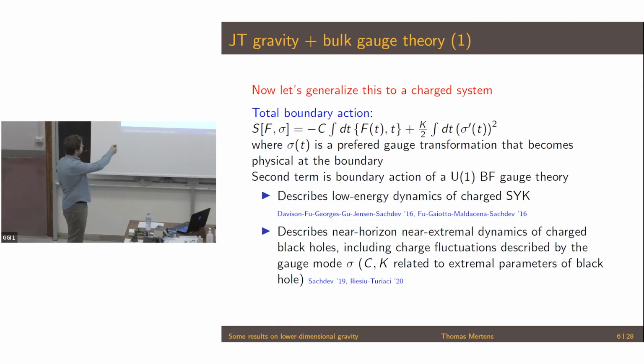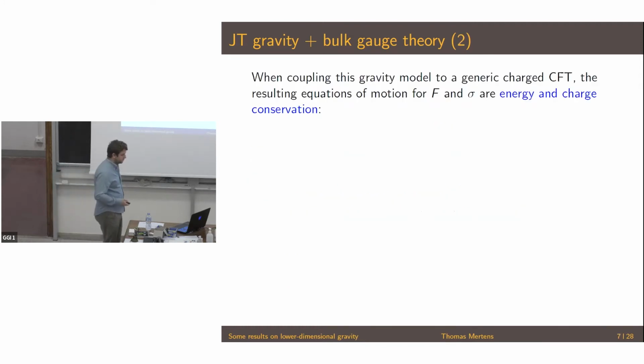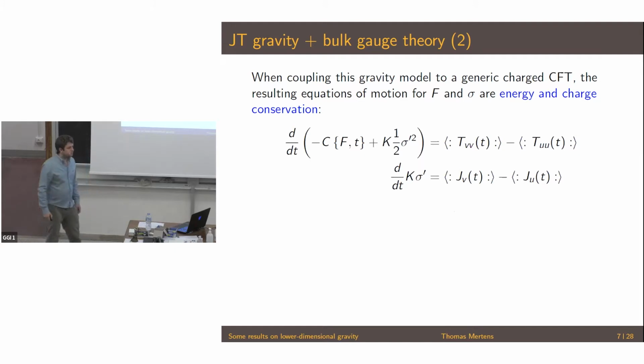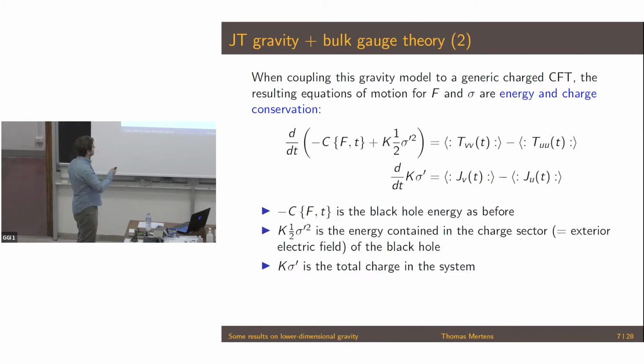I just want to start with this model and try to do the same thing: send in a pulse, form a black hole, a charged black hole in this case, and then allow it to evaporate by implementing absorbing boundary conditions. So when coupling this gravity model of the previous slide to a generic charged matter CFT that is going to allow the black hole to evaporate, the resulting equations of motion for f and sigma, in this case, are energy plus charge conservation. And this is the result. These are the two equations of motion. So the first one is the energy conservation and the second one is the charge conservation.